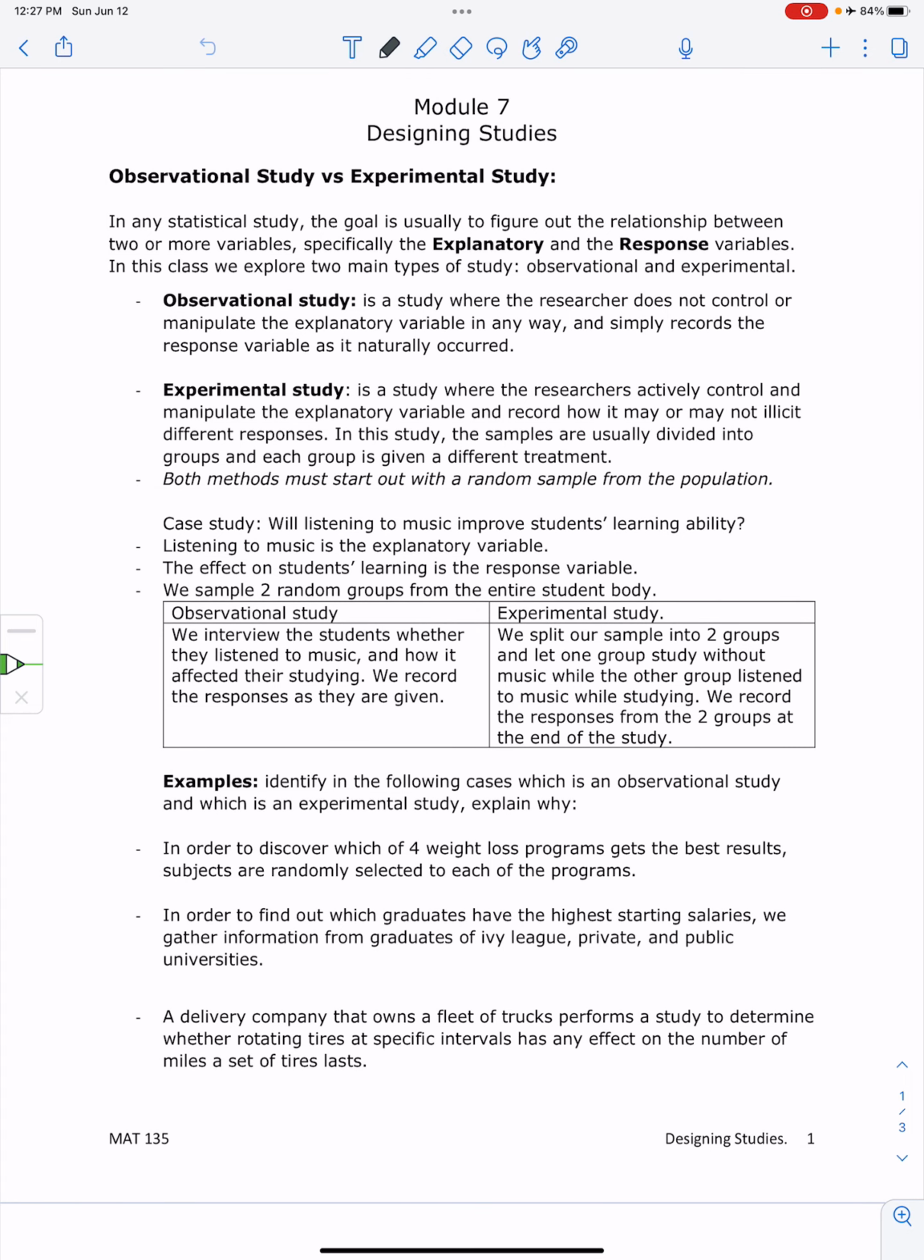Okay, these are the Mod 7 notes, designing studies. A lot of stuff for you to read here, very quick recording.